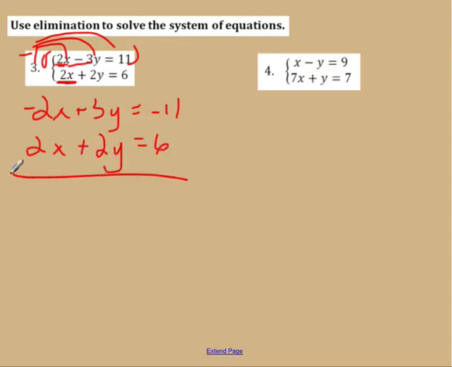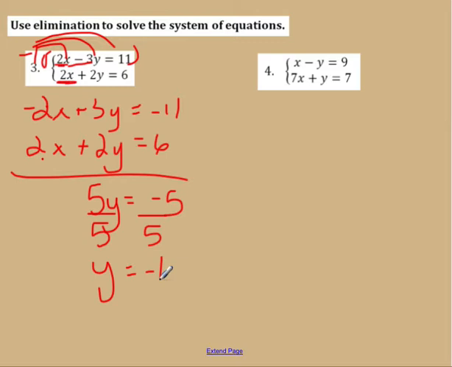And now I'm going to add down my columns. Negative 2x plus 2x is going to cancel. 3y plus 2y is going to give me 5y. And then negative 11 plus 6 is going to give me negative 5. So now I want to solve that for y. So I'm going to divide both sides by 5. And y is equal to negative 1.